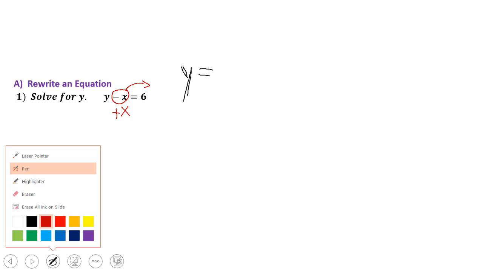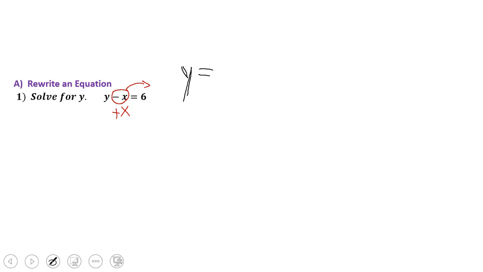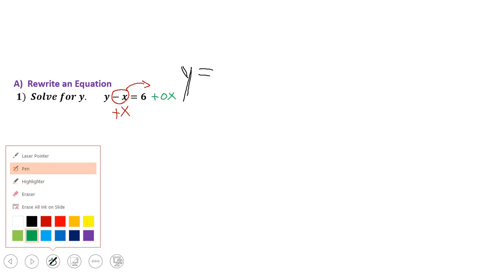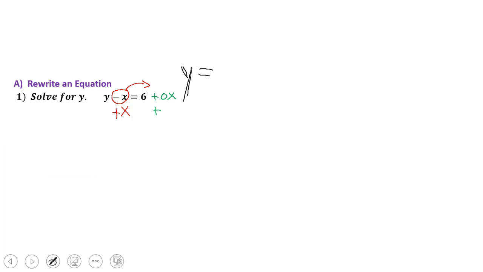So you have to imagine, think about this. There is 0 x's on this side. And so I can actually add x to 0 x's. The y would come down, the x and the negative x cancels out, and that leaves me with 6 plus x. We're done. y equals, right there.